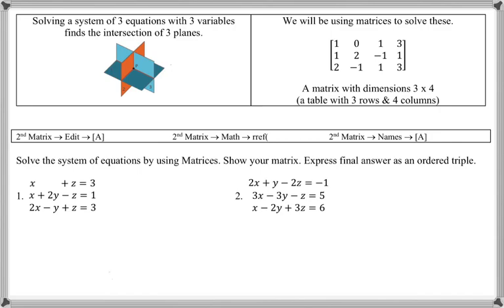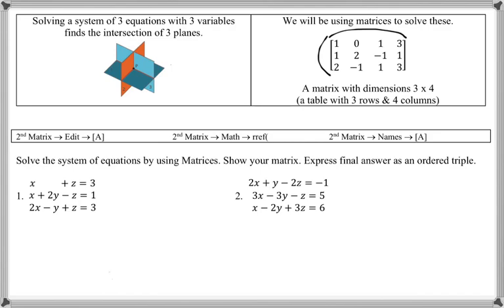There are many different techniques for solving three equations, three variables. We're just going to be looking at the matrix method, so we're going to be using matrices. Now a matrix is just the mathematical term for a table of numbers. It's like a Microsoft Excel spreadsheet. This is a 3x4 matrix, meaning it has 3 rows and 4 columns. So that's the dimensions of this matrix.